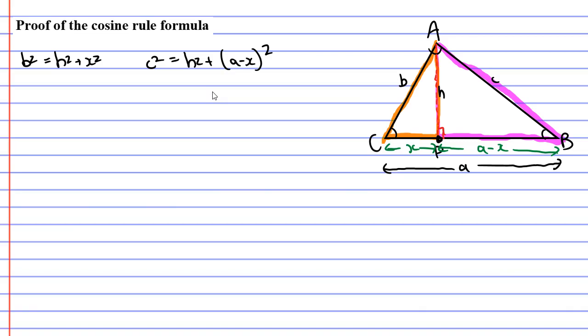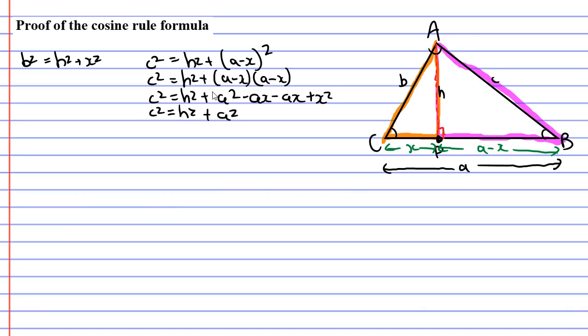What I'd like to do now is expand my brackets, because brackets can be a little hard to work with. To do that, I'm going to write A minus X twice rather than using the square. And then I'm going to use FOIL. A times A is A squared. A times negative X is negative AX. Negative X times A is negative AX. And negative X times negative X is positive X squared. Also, because I've got negative AX twice, I can just write negative 2AX to simplify a little bit more.